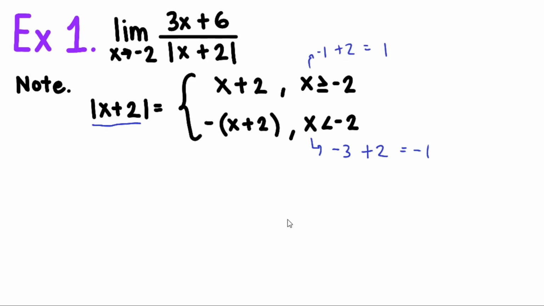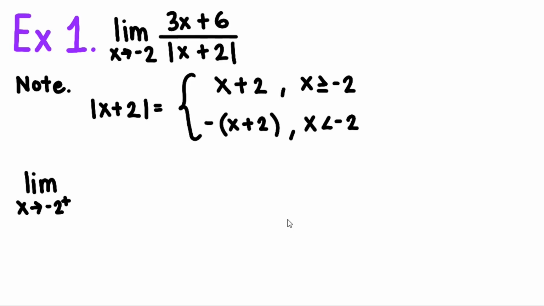So starting with the limit as x approaches negative 2 from the right, then what we'll be using is, so from the right of negative 2, so that is values greater than negative 2. So we'll be using this one. So we'll have 3x plus 6 over x plus 2. So we replaced the absolute value of x plus 2 out here with just x plus 2.